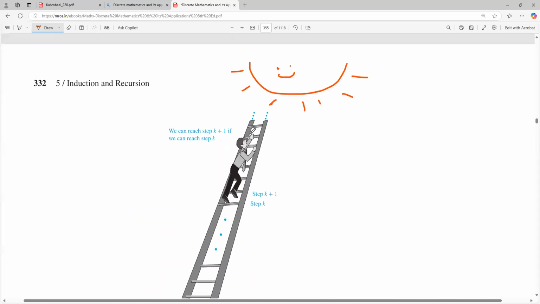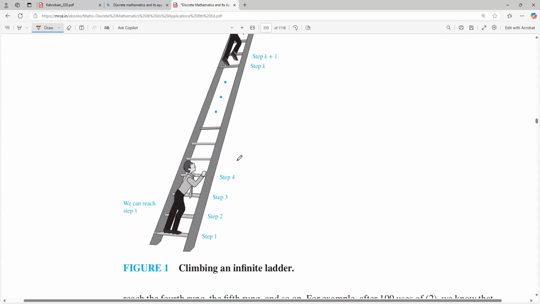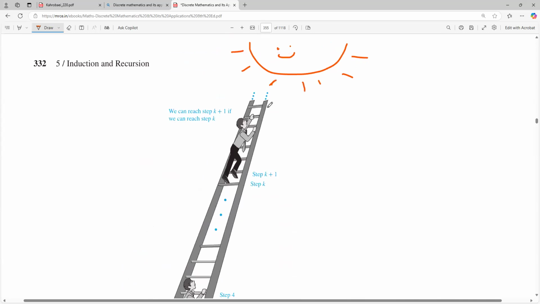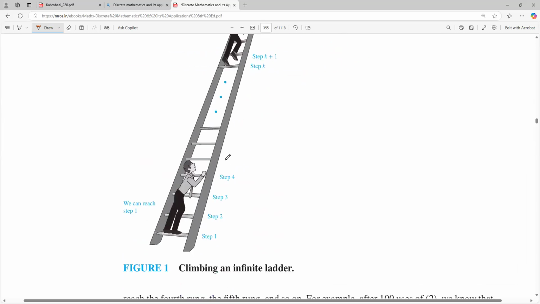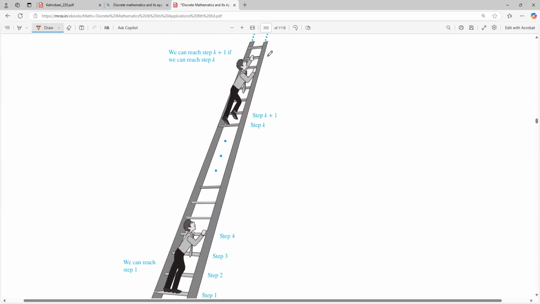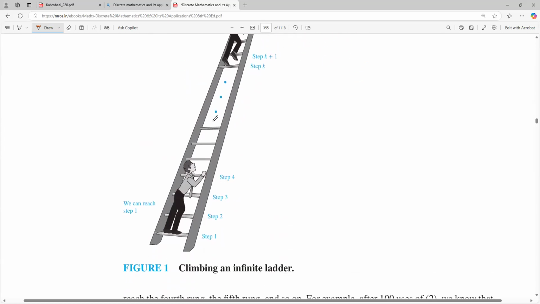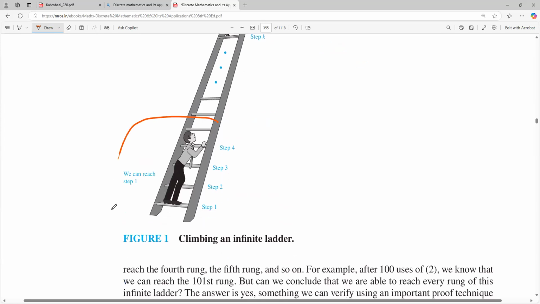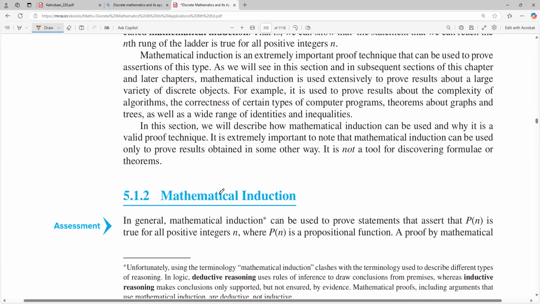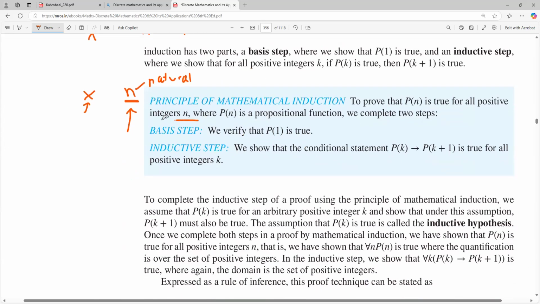You can't prove any individual step of an infinite ladder. So how do you do it? You just prove that as long as you can go to the next step, you can climb the ladder to heaven. So how do you do this? This is the basis step. You can't climb the ladder if you can't get on the ladder. You first must get on the ladder. That is this part, the basis step.